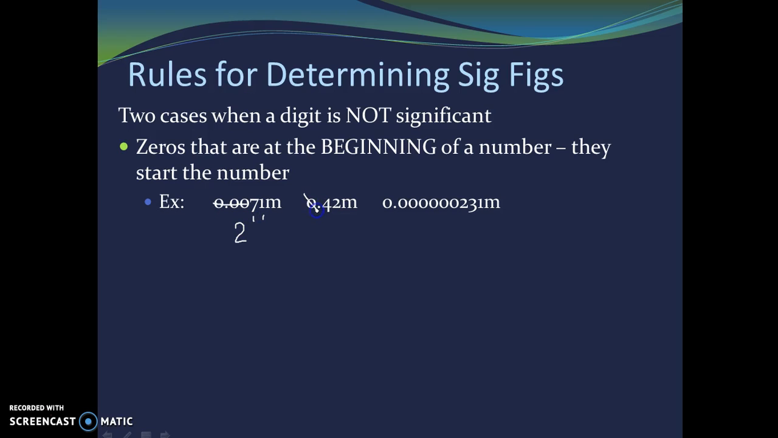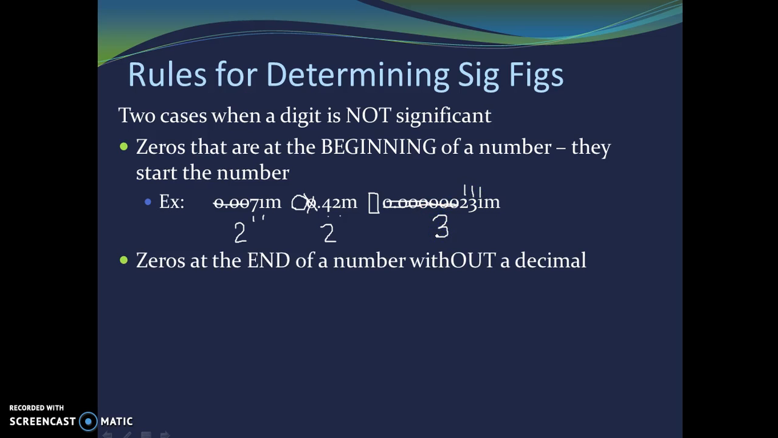0 at the beginning doesn't count. There's no non-zero digit here. Okay? This 0 doesn't count. It's not significant. The 4 and the 2 count. So we have 2 sig figs. All of these zeros are at the beginning of a number. There is not a non-zero digit here, so we cannot count these zeros as significant. We have a 2, a 3, and a 1. 3 sig figs.